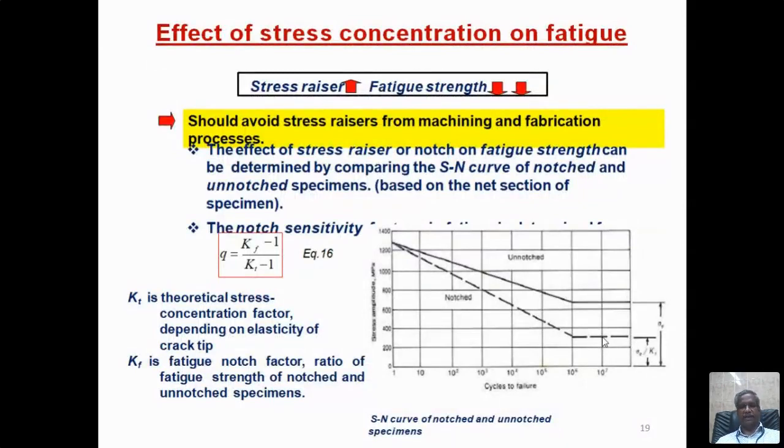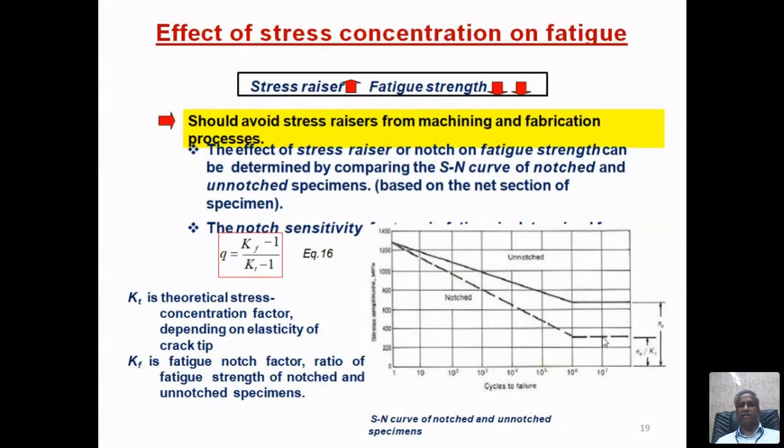So, stress concentration and fatigue. What is stress concentration? If you introduce a notch, or a keyway, or a slot in the component, that will introduce a stress concentration surrounding that keyway, slot or notch. If the stress concentration is higher, obviously the fatigue strength will be lower, and the fatigue life will be lower, because you are giving a provision for the crack to initiate from that location.